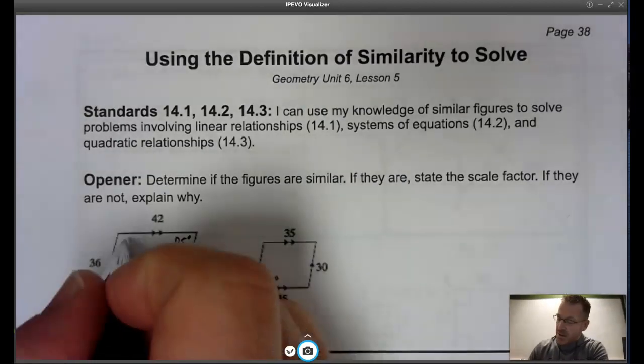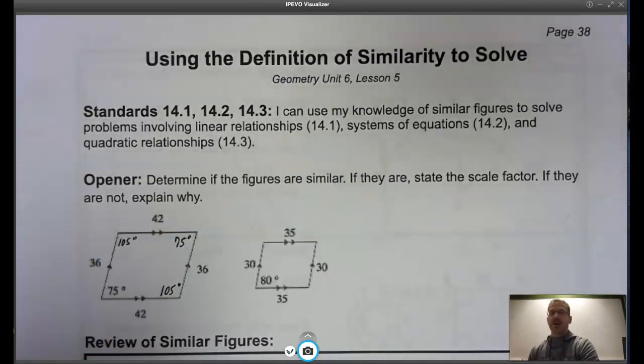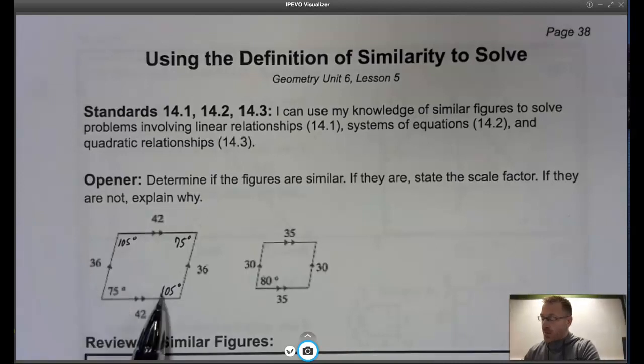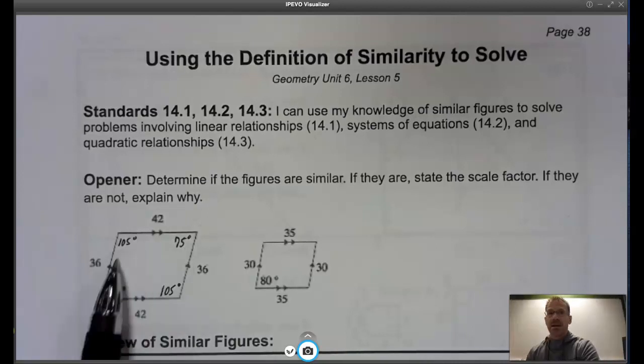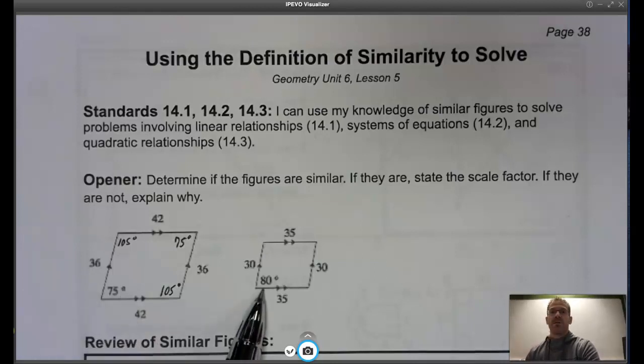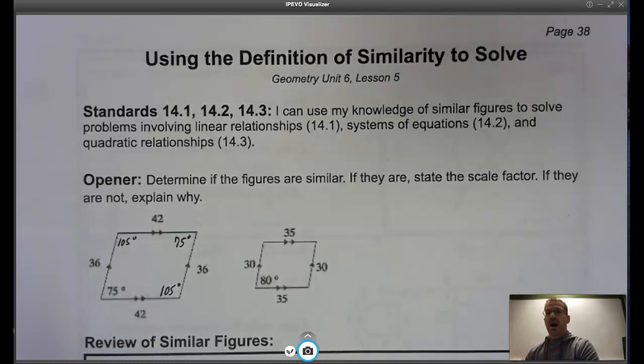And I can continue that same thought over here. So what I can see is, if I go around the bend here, using what I know about parallel lines and same side interior angles, none of the angles here are equal to 80 degrees. So these two figures are not similar. The corresponding angles are not congruent.